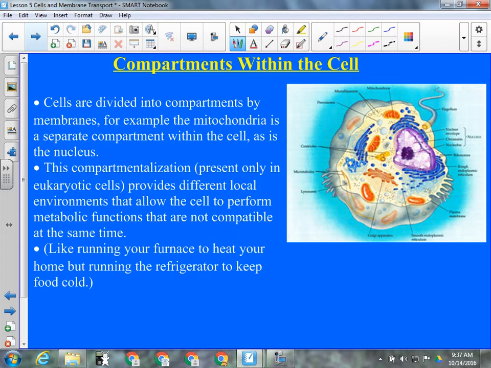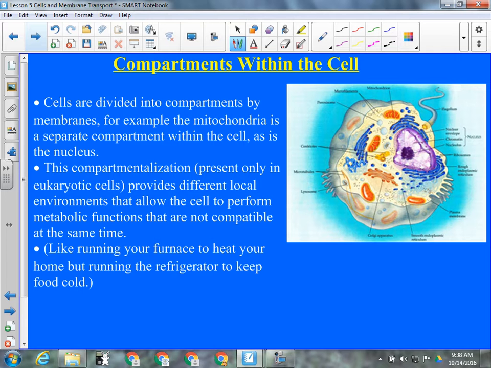So what does compartmentalization mean? It means that cells are divided into compartments by membranes. The mitochondria is a separate compartment within the cell. The nucleus is a separate compartment within the cell. It's obviously very important for the nucleus to be its own compartment. What's in there? The DNA. If the DNA gets damaged or broken or in some way affected, that could affect how the plant or animal is able to produce things.